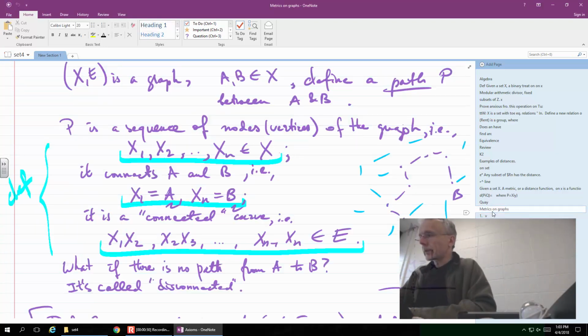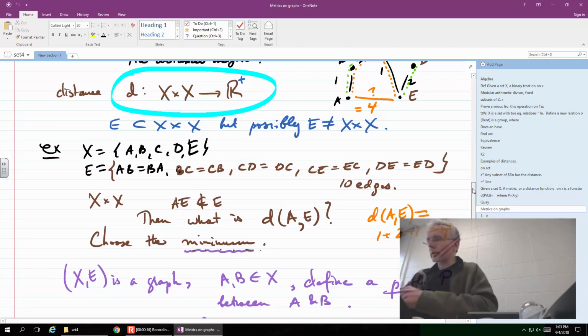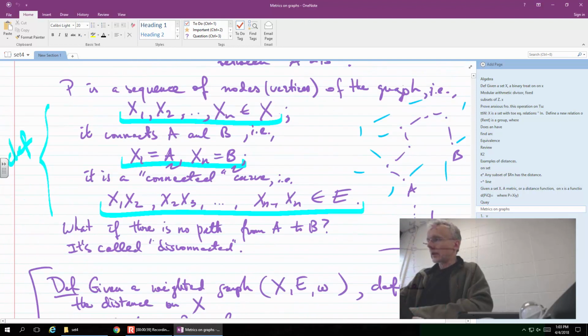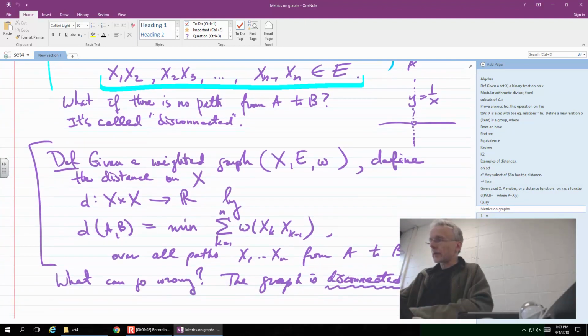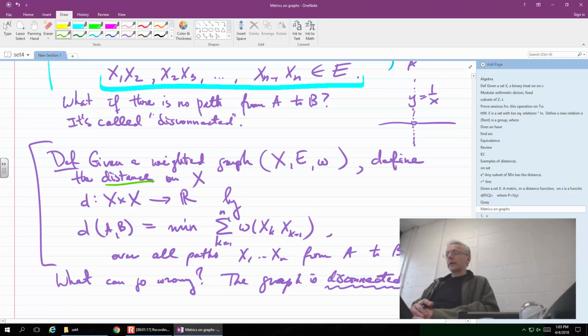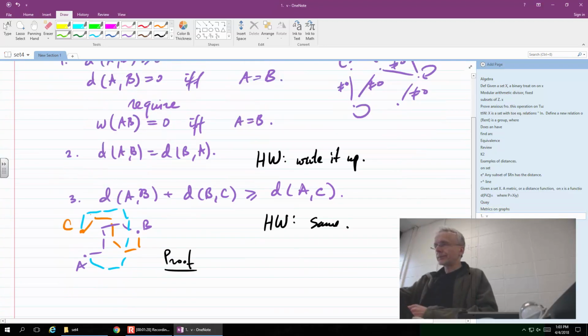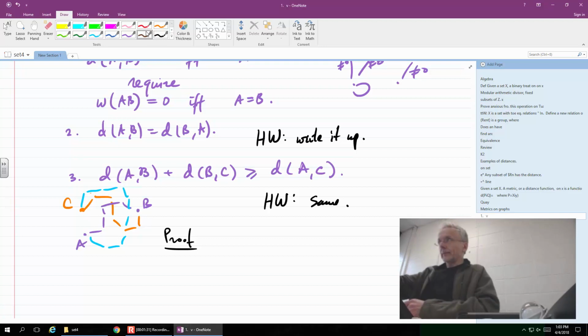So let me refresh your memory. This is the weighted graph. Each edge is assigned a number, and the metric is defined this way. The distance that is derived from the weighted graph is supposed to be this, but is it a distance? We need to demonstrate that it is, and we just want to do the last one, the triangle inequality. Okay, so go.